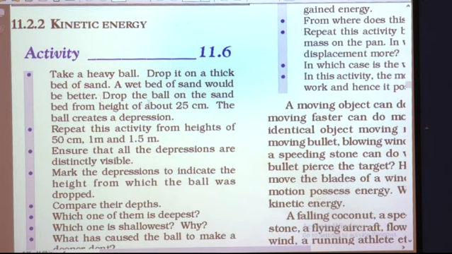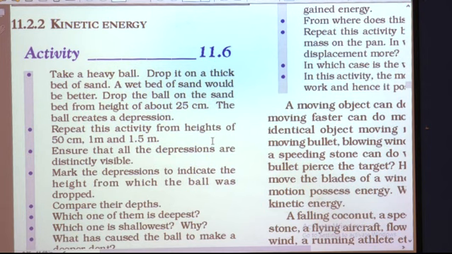Drop the ball on the sand bed from a height of about 25 centimeters. The ball creates a depression. So you have to drop that ball on the sand bed from a height of 25 centimeters, in the vertically downward direction. When the ball falls on the wet sand bed, it creates a depression.